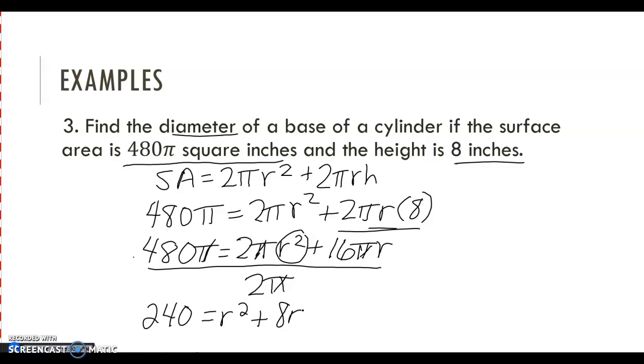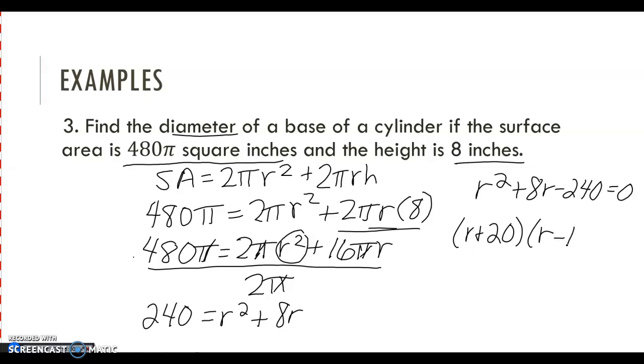So now I'm going to set it up to factor. So I'm going to get r squared plus 8r minus 240 equals 0. My two factors here, two things that multiply to give me negative 240 but add to give me positive 8, are going to be r plus 20 and r minus 12. So 20 times negative 12 gives me negative 240. 20 minus 12 gives me that positive 8.